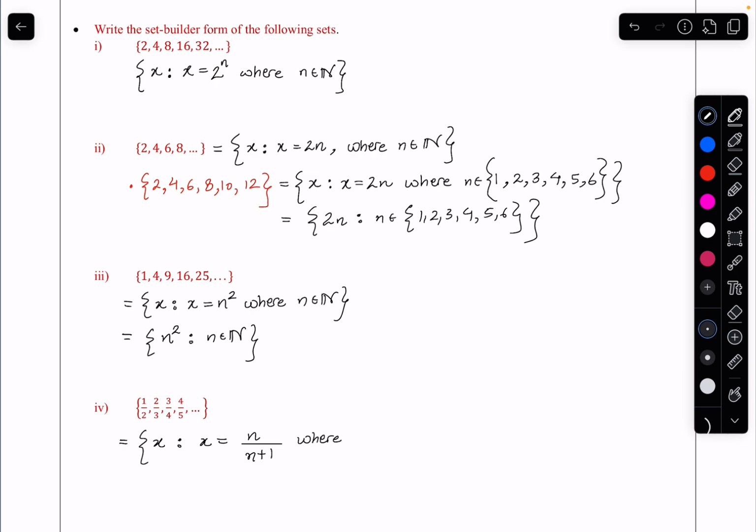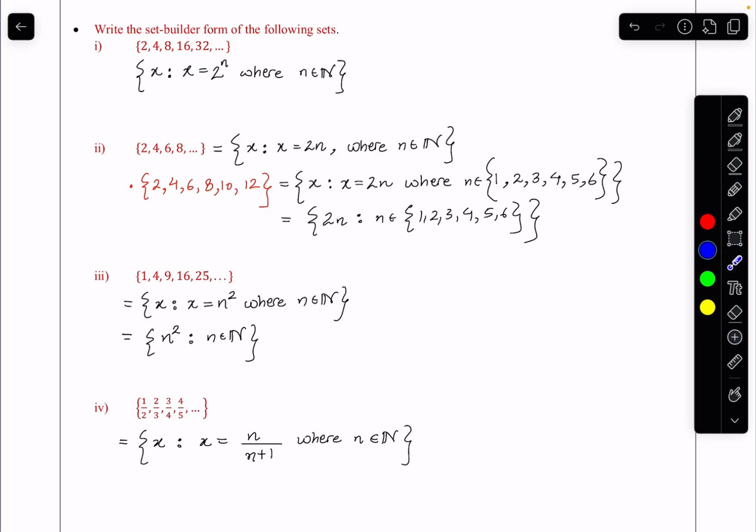where when I take n is equal to 1, I get 1 by 2. When I take n is equal to 2, it would be 2 by 3. When I take n is equal to 3, it would be 3 by 4. When I take n is equal to 4, it would be 4 by 5, and so on. Again, I see n is simply a natural number. N was 1, 2, 3, 4, 5, and so on. That's how the counting goes. This collection is basically the collection of natural numbers. So I can just rewrite it as n belongs to N. So that's the set builder form of this last set.